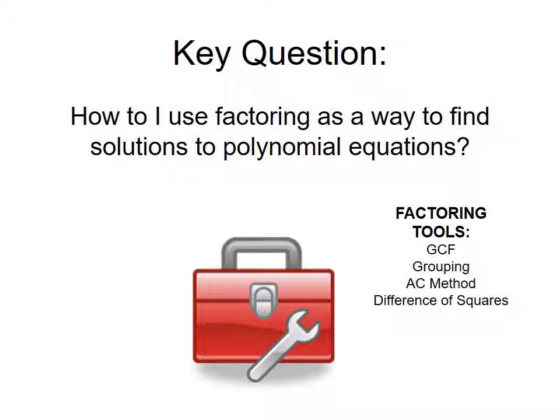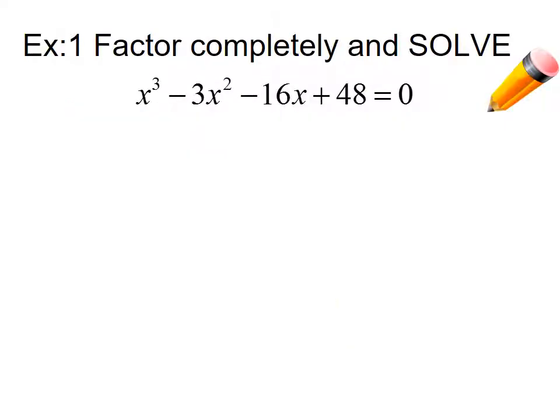Again, just a reminder, to use factoring to find solutions to polynomial equations, we're going to continue to use greatest common factor, grouping, AC method, and difference of squares. Take a moment to jot down this first example.